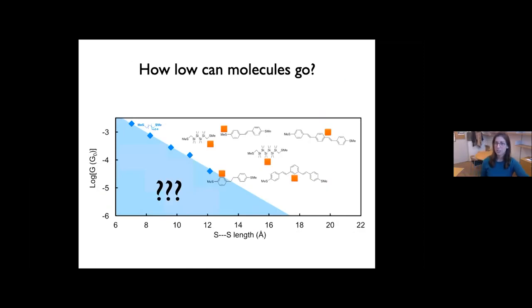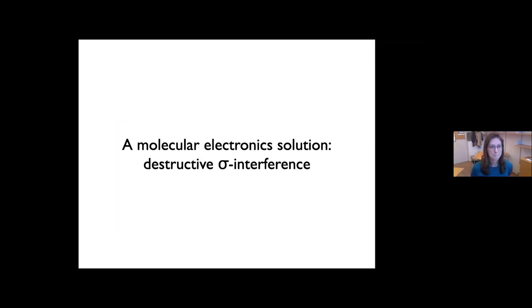So then, of course, the question is, where are we on this plot? What we see here is the siloxanes, as I said, they're into our blue region, they're low, but of course, we're interested in seeing if we can push even further below.